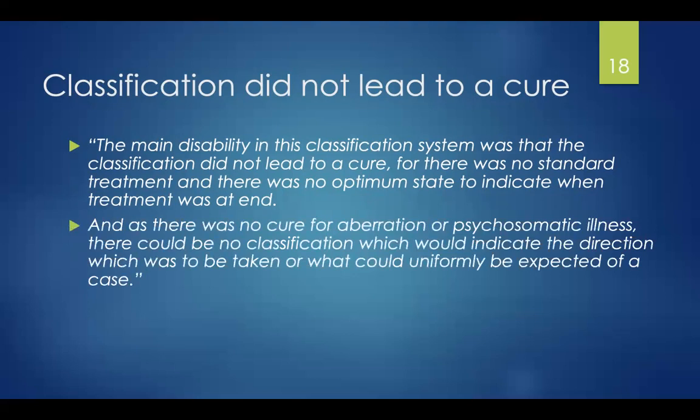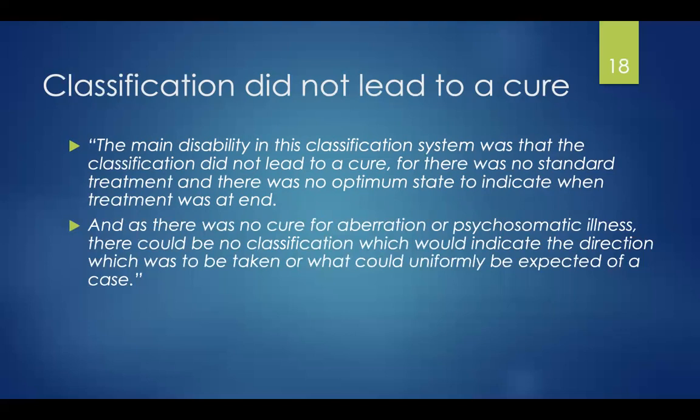And as there was no cure for aberration or psychosomatic illness, there could be no classification which would indicate the direction which was to be taken or what could uniformly be expected of a case. So if you don't know the input, the output, how do you know what to do? Right. You don't.